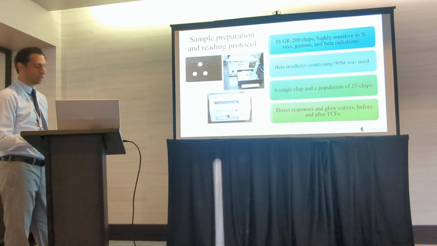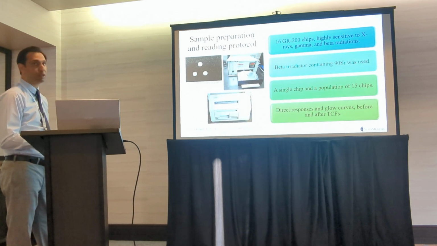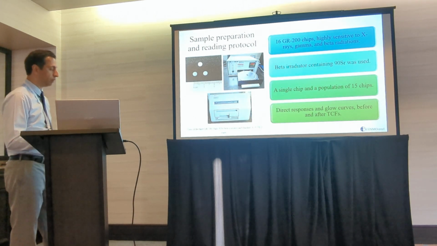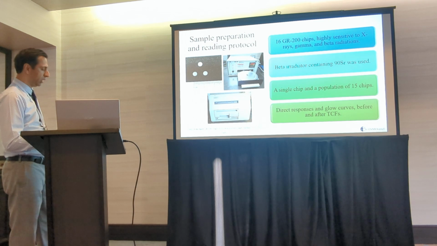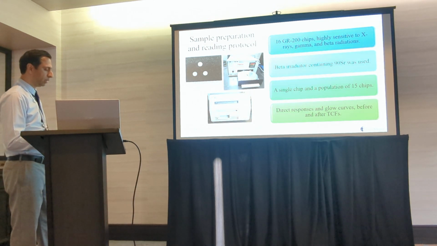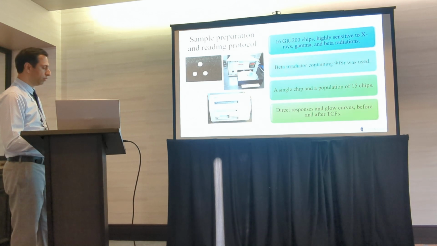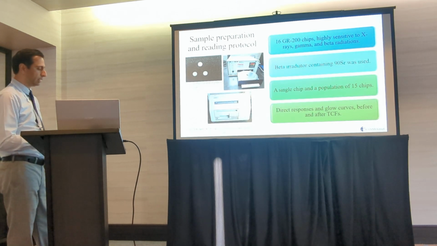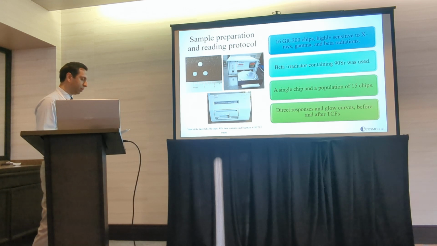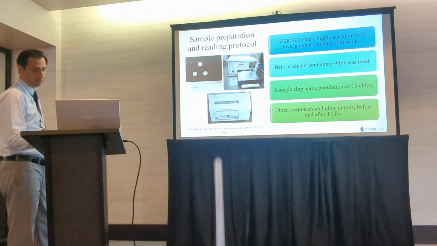For the other batch of 15 chips, after preparation they were irradiated with a dose equivalent of 3.32 mSv in the irradiator. Then the reader recorded the responses and glow curves before the influence of TCFs. In the same way, the previous steps were repeated while TCFs were applied along with irradiation.